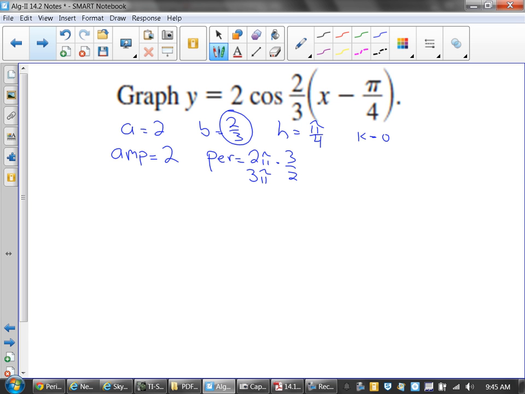Okay, let's just make sure. So, the period? Remember, the period is equal to 2 pi over b. In this case, it would be 2 pi divided by 2/3, which is 2 pi times 3 over 2. All I'm doing is just shortcutting the multiplying by the reciprocal. So I get 6 pi over 2, otherwise known as 3 pi. Is that cleaner? Yes. So here's our period at 3 pi.